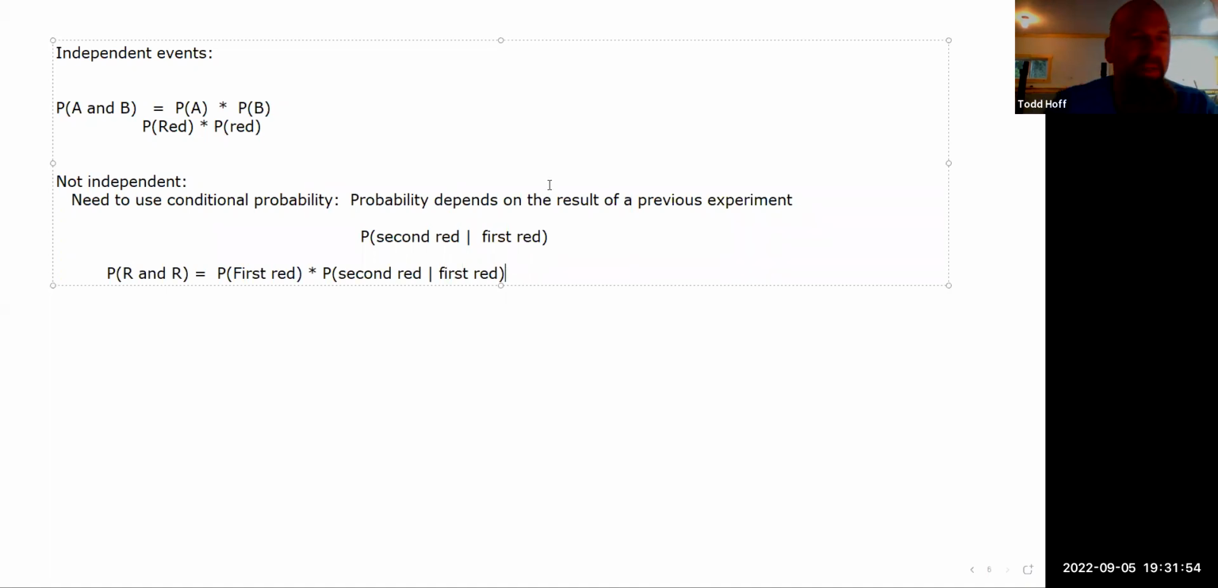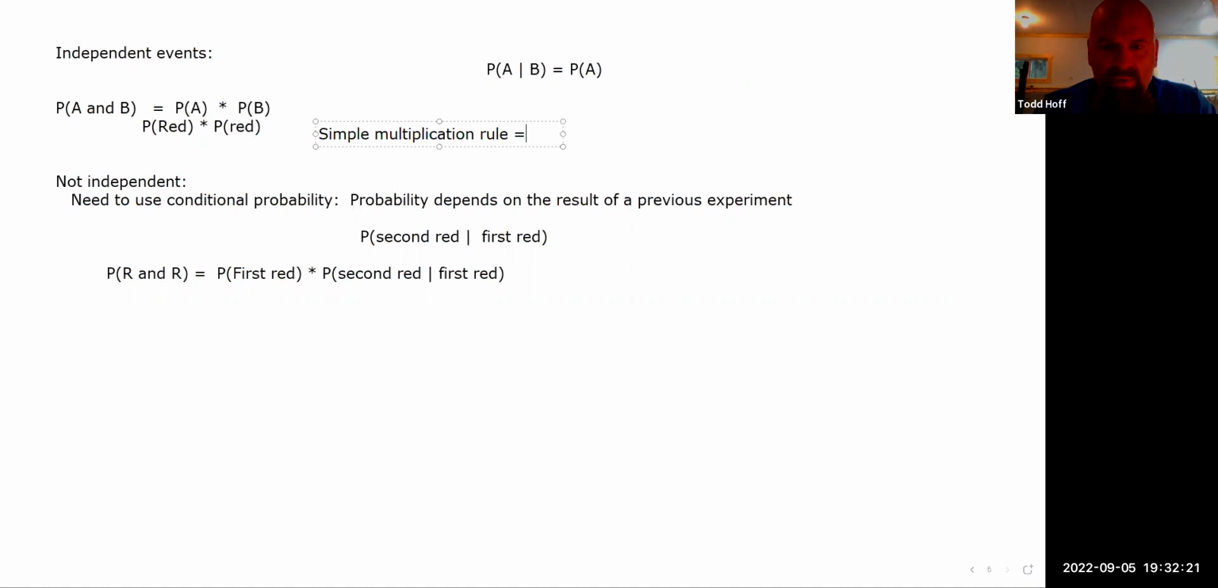Up above, one other definition of an independent event: two events are independent if the probability of A given B is just the probability of A. Knowing that B has occurred does not change the probability of A. That's part of the definition of independent events. So this here is called the simple multiplication rule, and it is for independent events. This down here is the full multiplication rule. It is for any event, any pair of events.